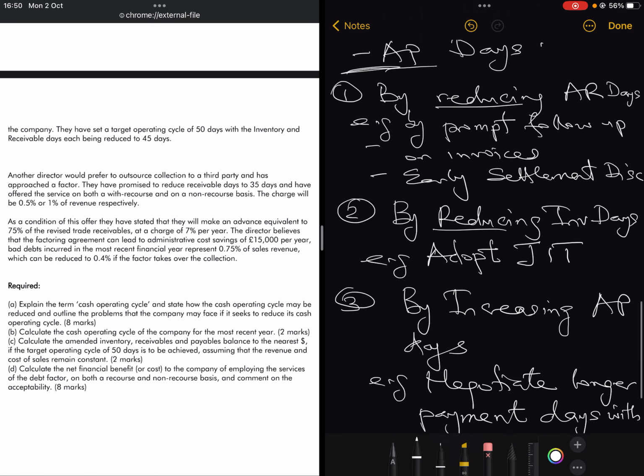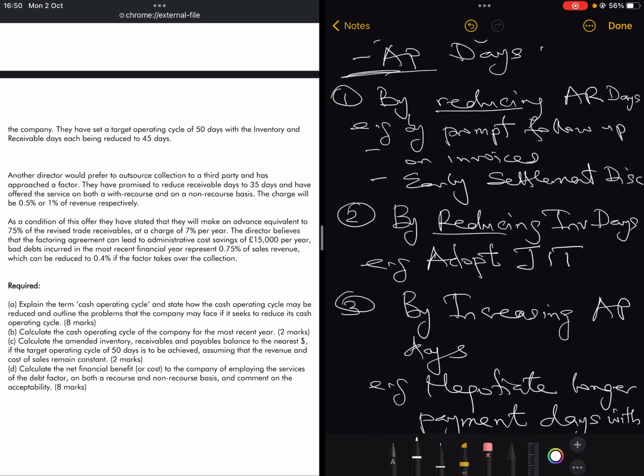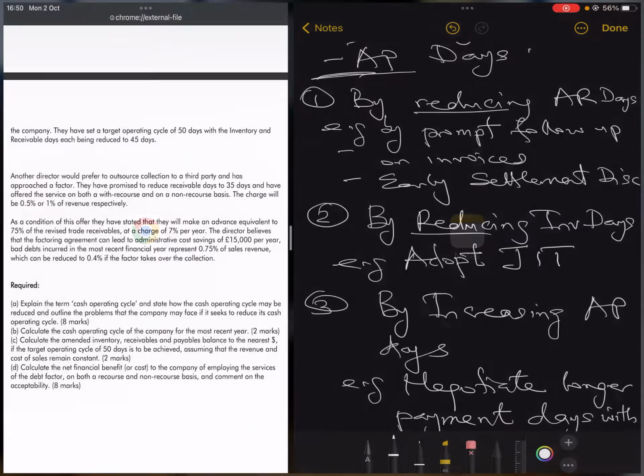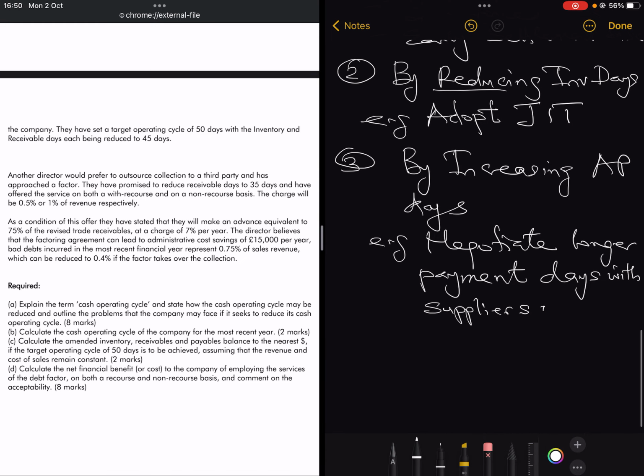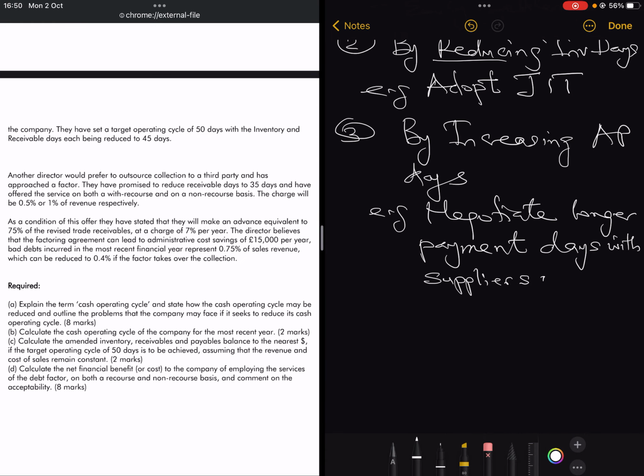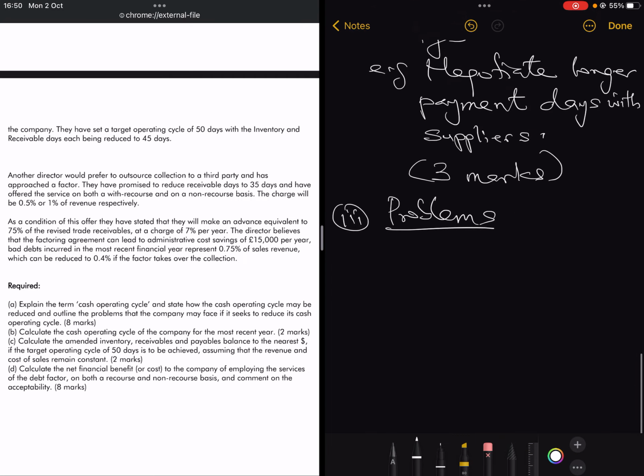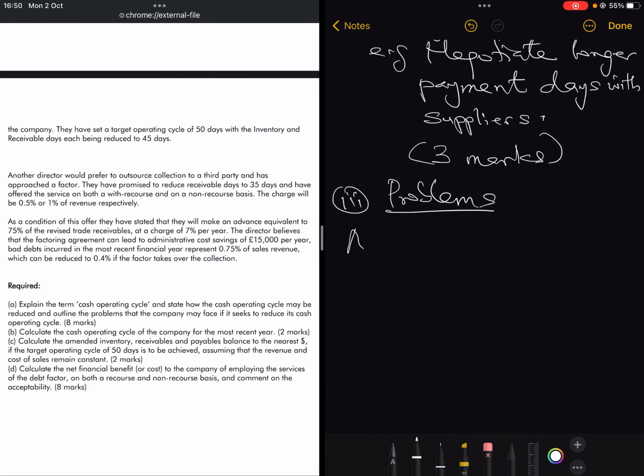So all these three methods are various ways you can use to manage your cash operating cycle. And this will earn you additional 3 marks. If you stop there, you've only earned 5 marks out of 8. There is a third part of the question that I want us to talk about, the problems associated with trying to reduce cash operating cycle. And you must say one problem for each of the components of cash operating cycle.